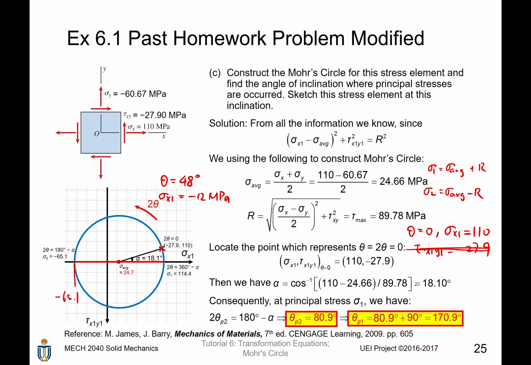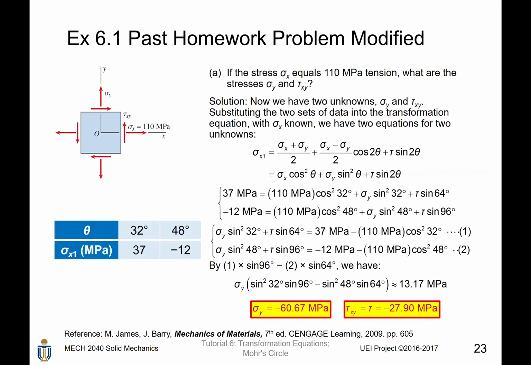The result will be negative 27.9, which agrees with our results previously. So our result after solving this system is given by negative 27.9 million pascal. So it is exactly the same as what we found from the Mohr circle.